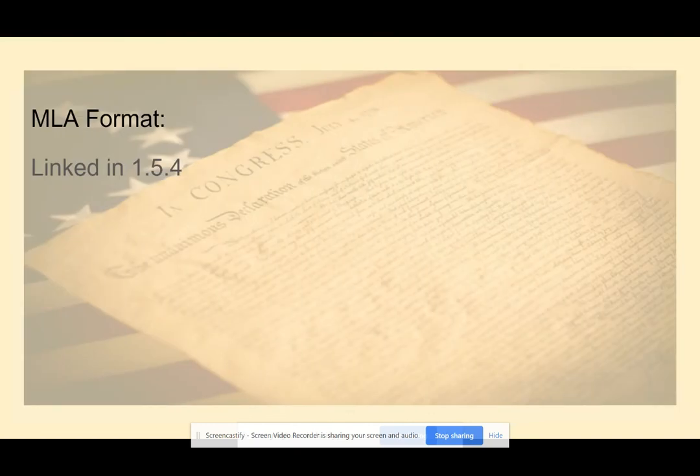Okay, I would like you to start practicing MLA format. It is linked in 1.5.4. There's a reference page there. You also have a link to a Google Doc that's already MLA formatted. So all you have to do is click that link, you're ready to go.